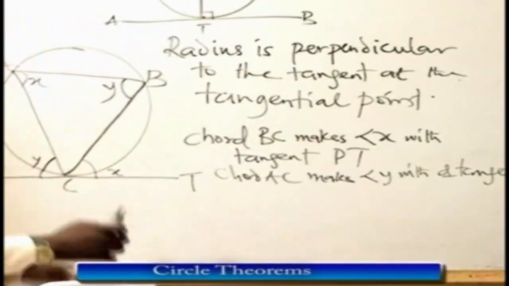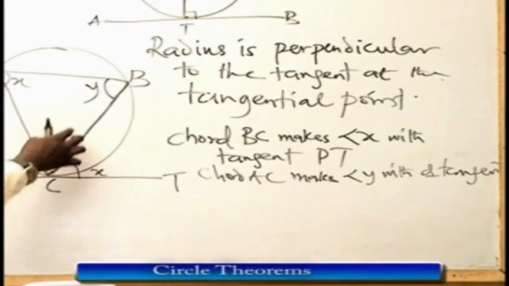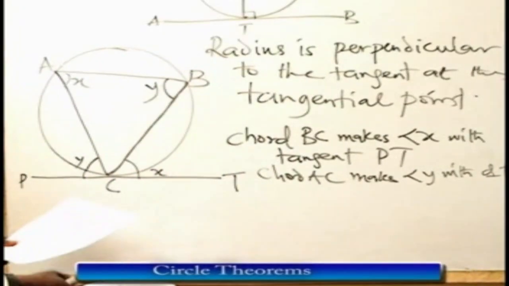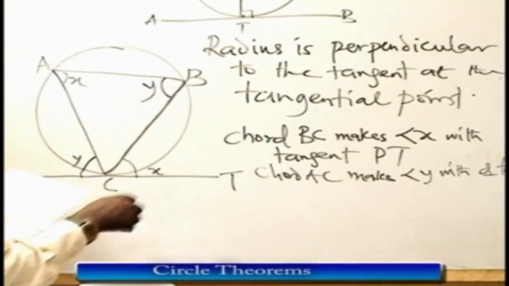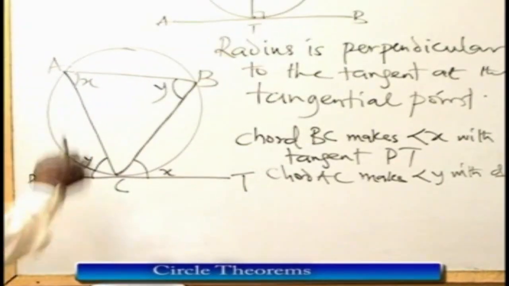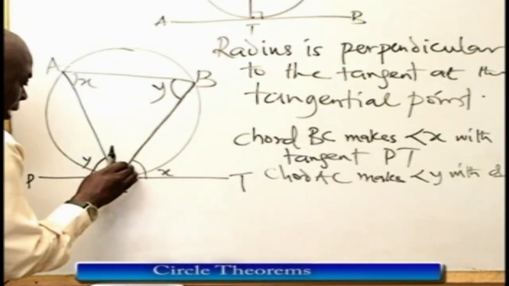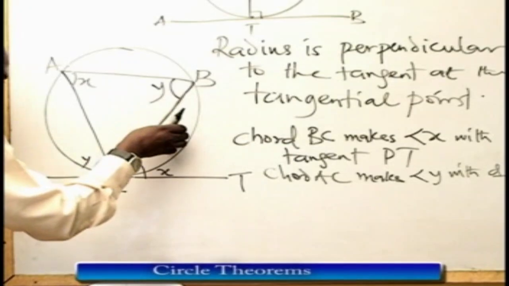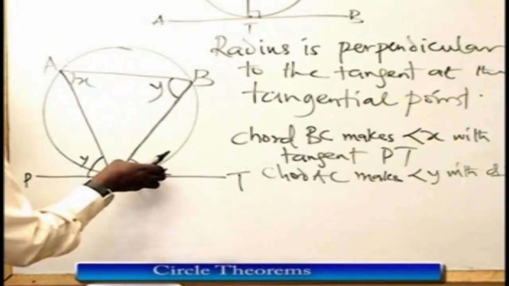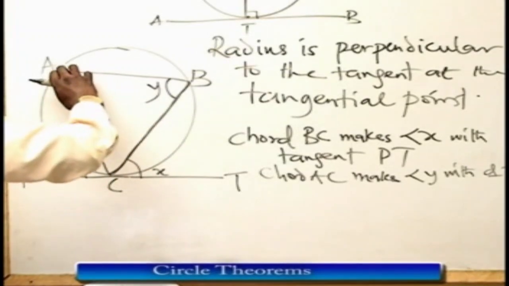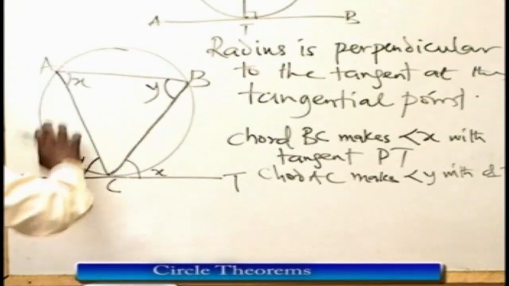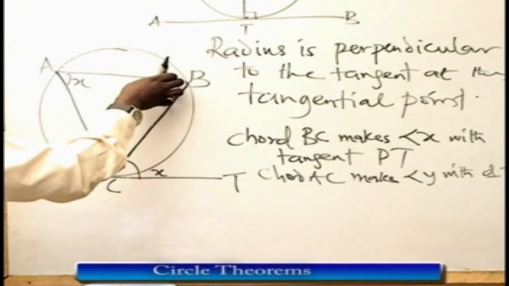Now, what this principle is saying is this. The angle that is made by the chord and the tangent is equal to the angle in the alternate segment. This is the alternate segment. Look at it. This is one angle here, and this is one segment here. We are looking at another segment, this segment and this segment. The angle that is made here is equal to this angle. The angle that is made here between this chord and this tangent is also equal to the angle in the alternate segment.